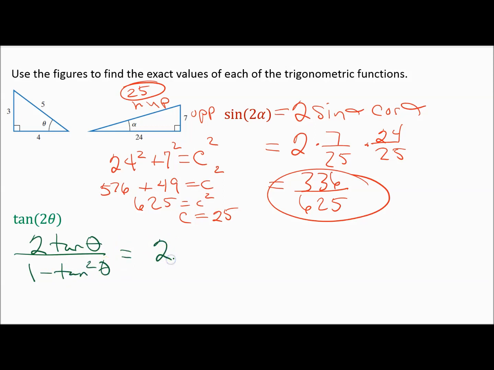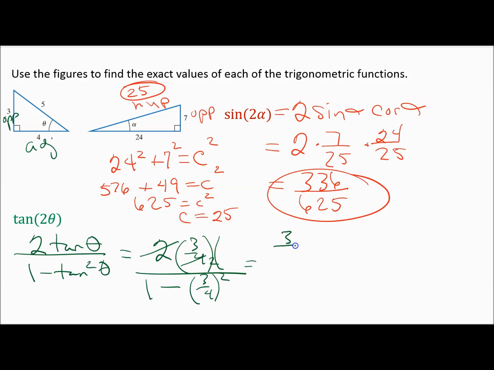So I have 2. Now tangent of theta, look at the correct triangle. Remember, tangent is opposite over adjacent. So it's 3/4. Divided by, I don't need that extra set of parentheses, by the way, 1 minus, and again, tangent squared of theta, so that would be 3/4 squared. Now you just need to simplify this. Now I do notice this 2 and this 4 is going to leave a 2, so that gives me 3/2 in the numerator. You see that, right?